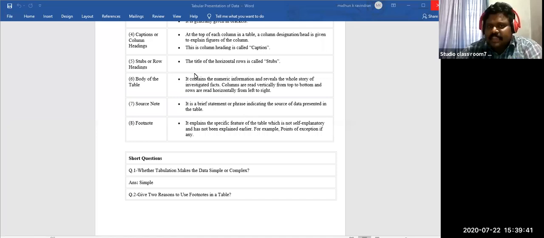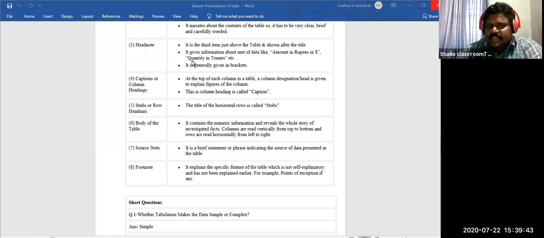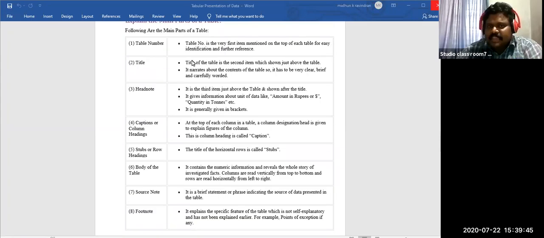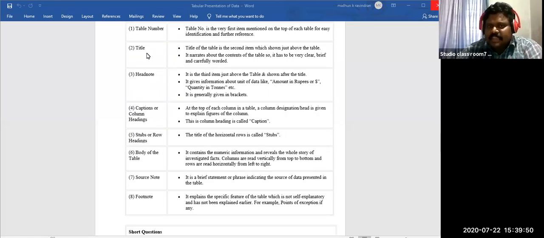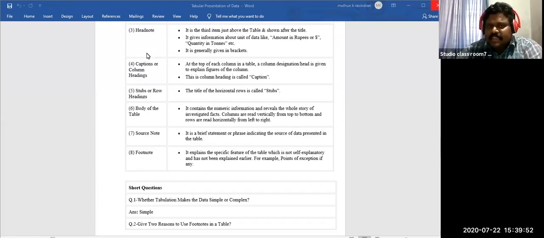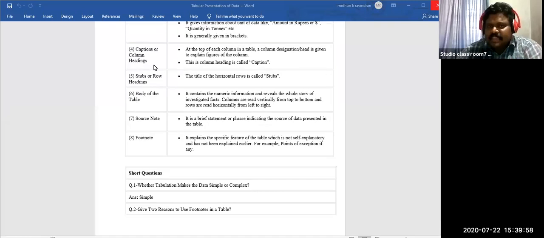So all these things are examples for 1 mark answers. What is a table number? What is a title? What is a head note? What is a caption, or what is a column heading? What are stubs or row headings? What do you mean by the body of a table? All are important, and they may ask for 1 mark. All are examples of 1 mark questions and answers.